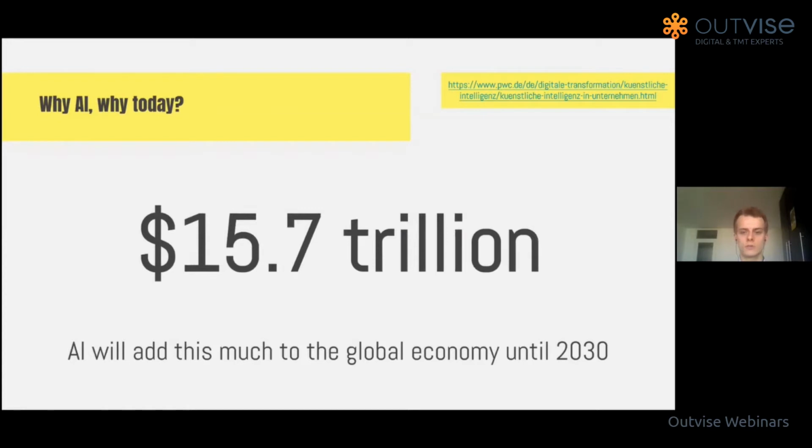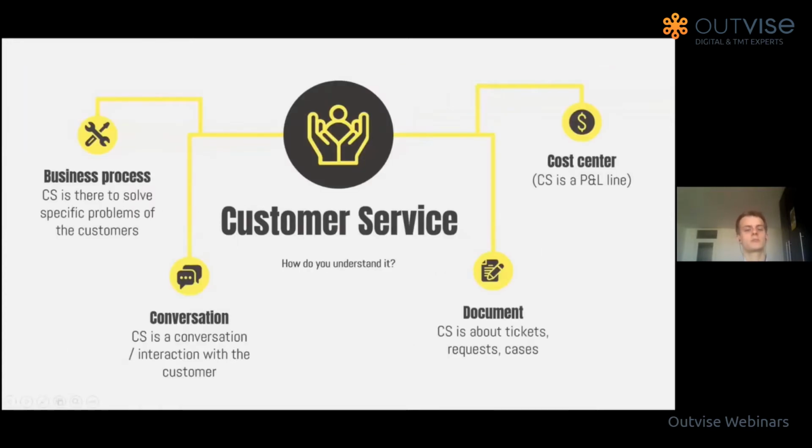Also, we have spoken about different points of view on customer service. So what interests you in it and how you can look at customer service. So you can view customer service as a business process, as a conversation, as a document, such as a ticket or request, or as a cost center, as a P&L line. And those understandings of customer service can help you to find different analytical use cases in your customer service department.